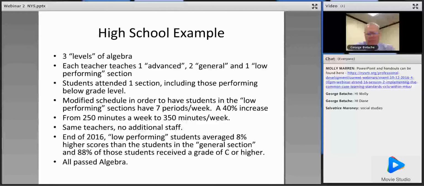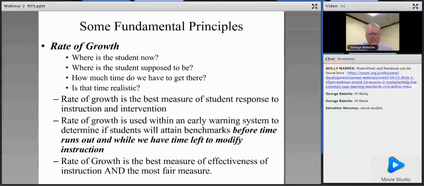So sometimes strategies to improve instruction with kids are not all that complicated. Changing a schedule was probably the most complicated part of this. But within that multi-tiered system of supports, the first approach we take is altering time. And in this case, you see the benefits of doing that.